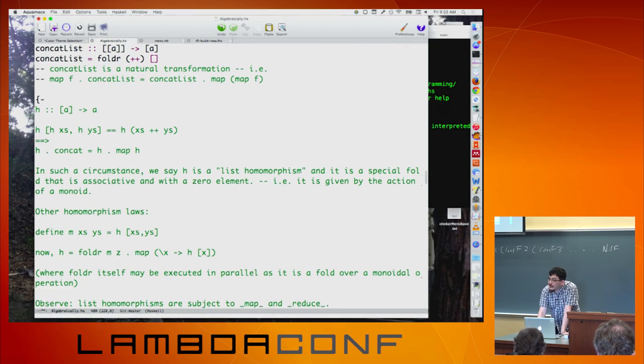Concat list is a natural transformation, right? So if I map a function over concat list, that is, if I'm mapping something over the concatenation of a bunch of lists, I can map the mapping over the lists and then concatenate later. So I can push these things back and forth.